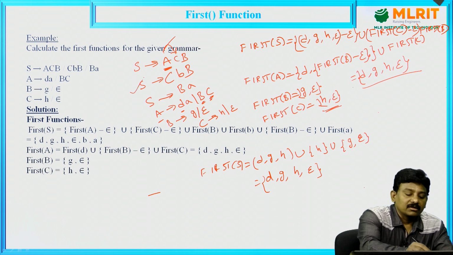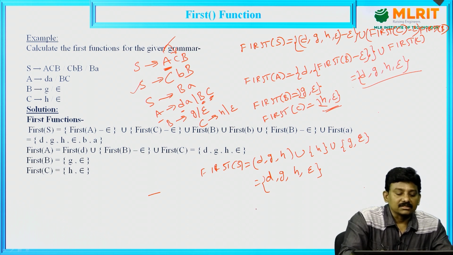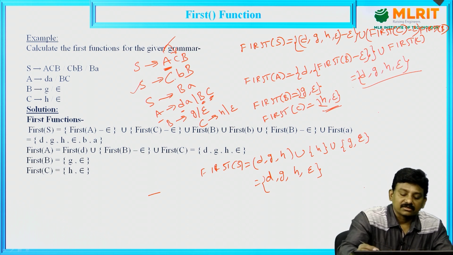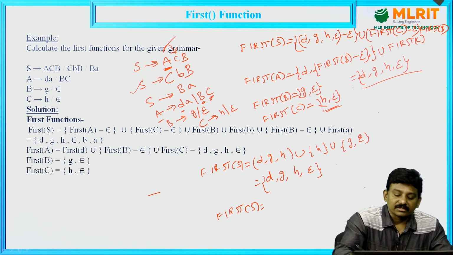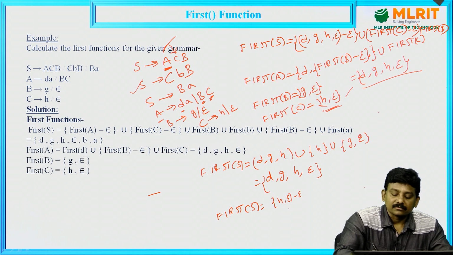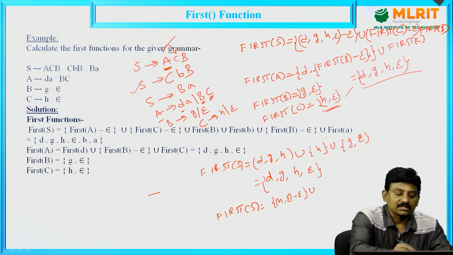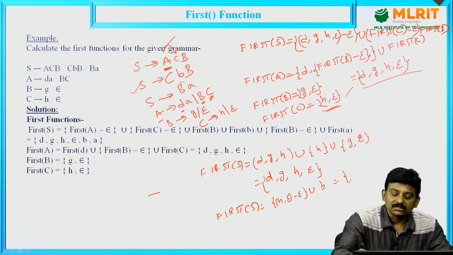D, G, H, epsilon, over. But we have another rule. S derives C B, C B A. First of S is first of C. Take the union once again. First of C is {H, epsilon}. So exclude epsilon, take the union with first of B, which is B only. So the answer is {H, B}.